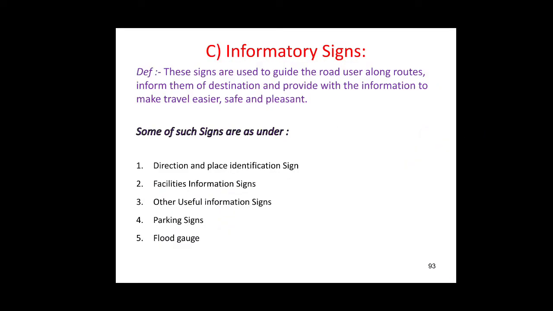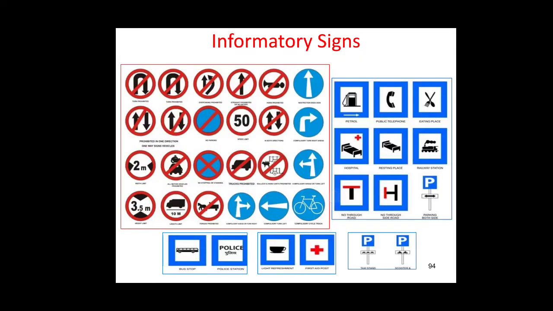Next are the informatory signs. These signs are used in order to guide the road user along the routes, and they inform them of the destination and provide information to make their travel easier, safe, and pleasant. Some of these signs are as follows. First, direction and place identification sign, facilities information sign, other use information signs, parking signs, and flood gauges.